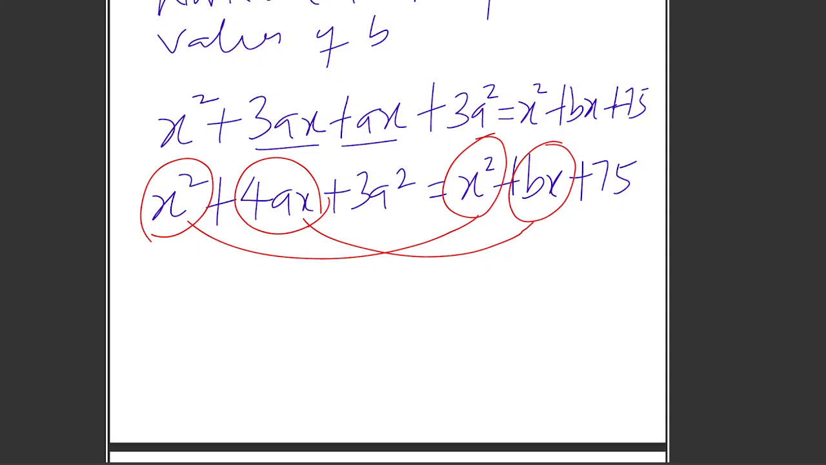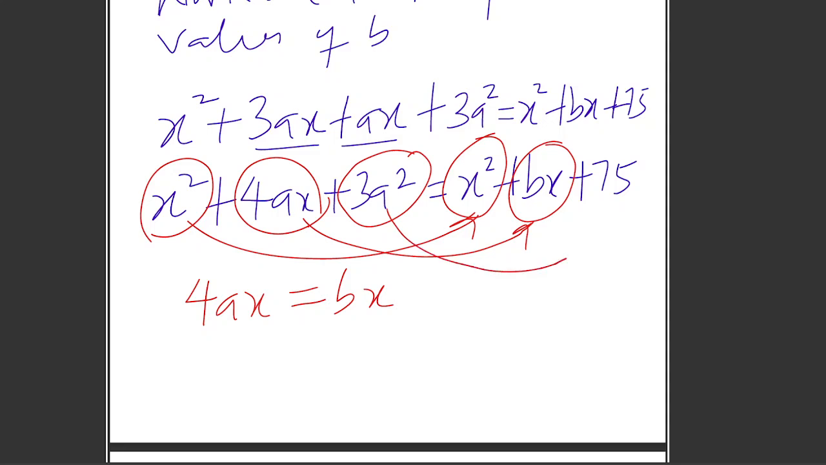All right, so which means we can write 4ax equals bx. Am I making sense? Yes, Uncle. Then the same thing, 3a squared is the same thing as what? 75. So we can write 3a squared is equal to 75.